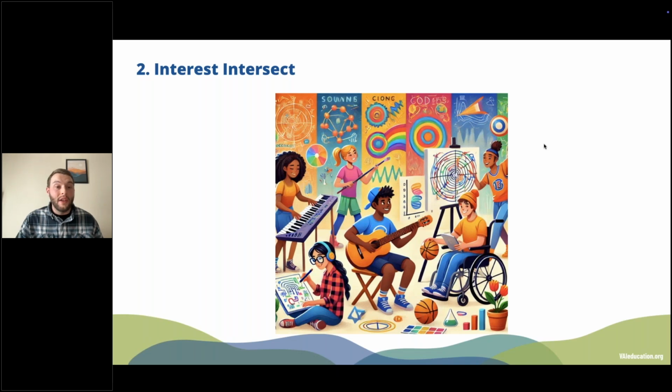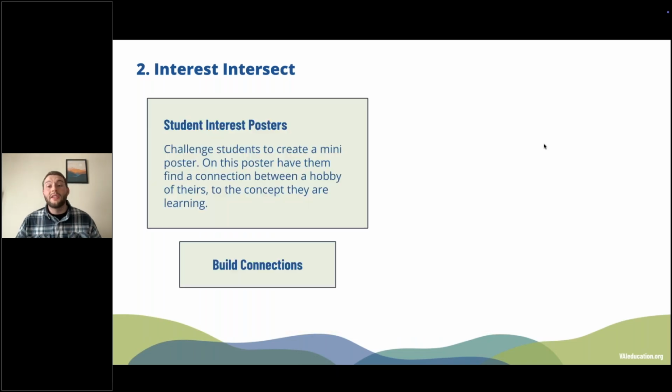So how can we do this? A great way to blend your students' lesson to their hobby is something I love to do. I used to do this just about once every 2 weeks. Every time we switched to a different concept, I would do this as a super informal check-in. I did student interest posters. I challenge my students to create just a mini poster. Super low tech here: just a piece of paper, some colored pencils. If you can do that, you can do this strategy.